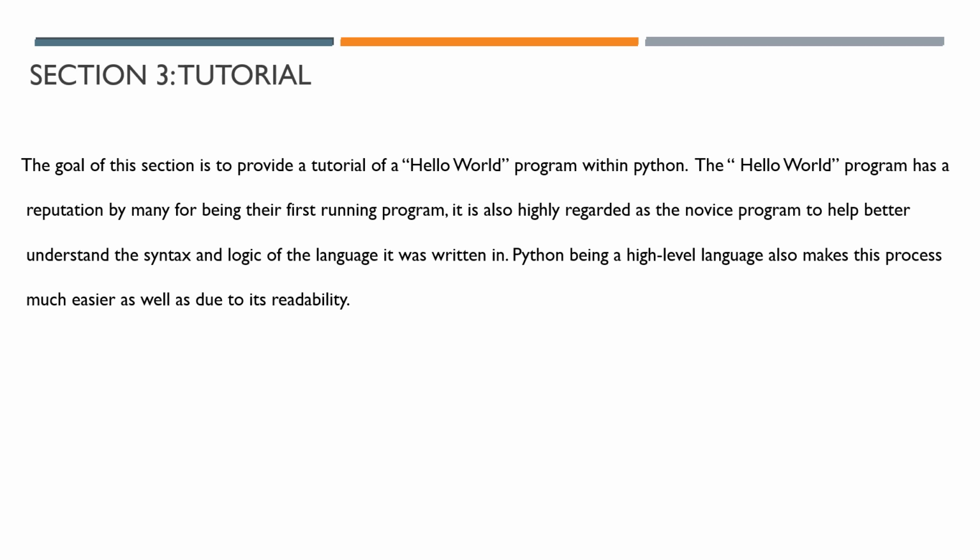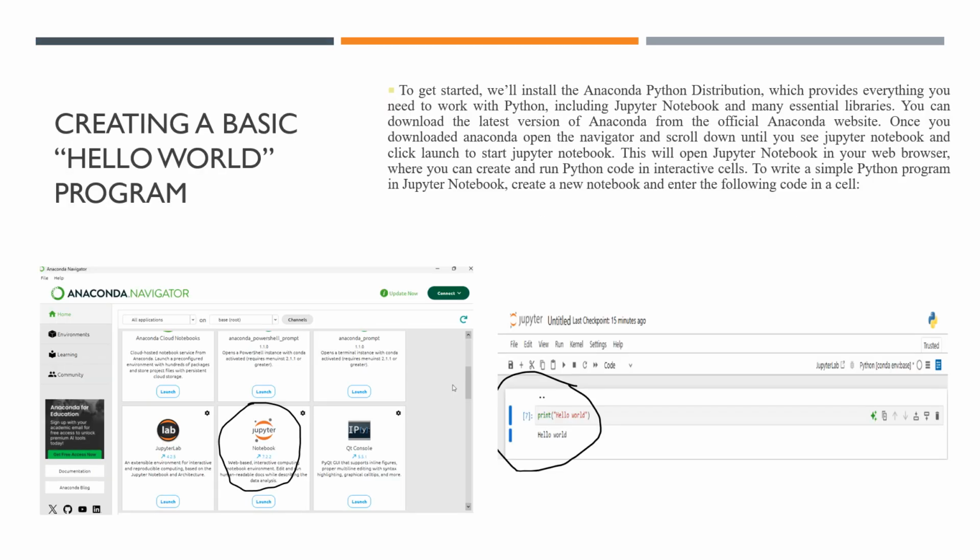So in this next section, we will be providing a tutorial on how to run a Hello World program within Python. The Hello World program has a reputation by many for being the first running program. It is also highly regarded as the novice program to help better understand the syntax and logic of the language it was written in. Python, being a high-level language, also makes this process much easier, due to its readability. There are many ways to run Python, but in today's tutorial, we'll be running it through Jupyter Notebooks.